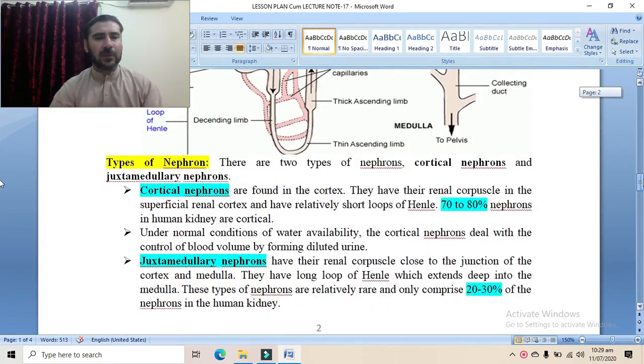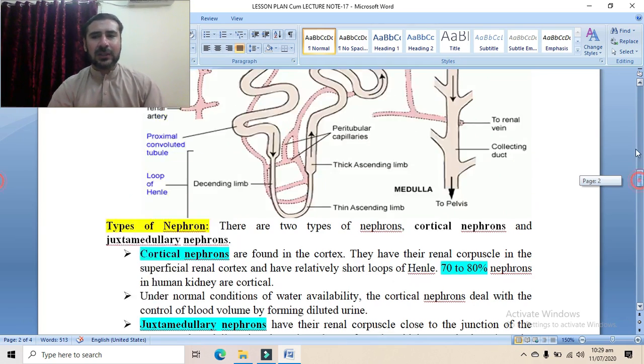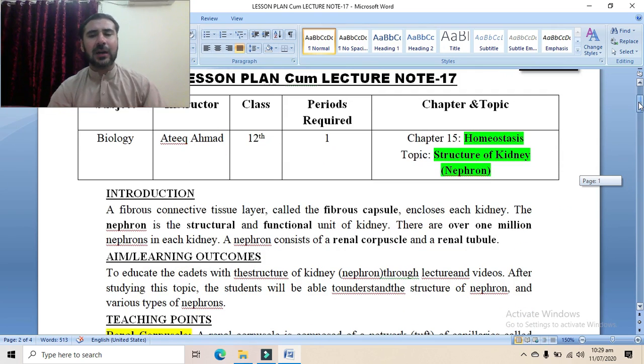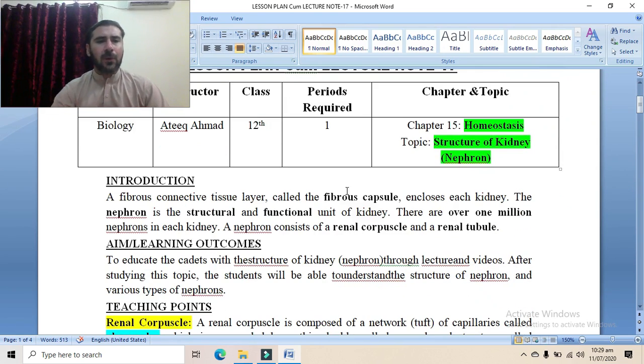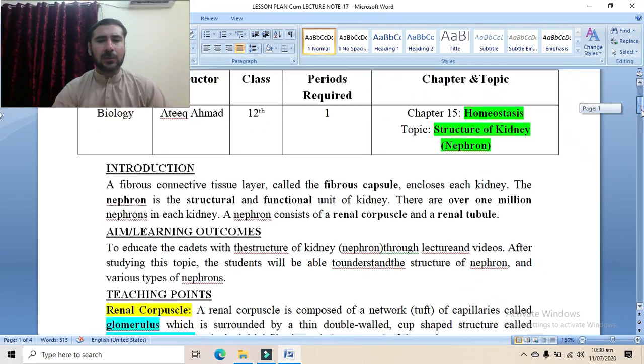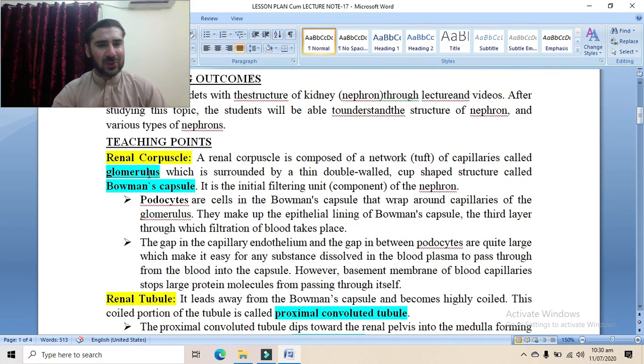We will start from here, the types of nephrons, but we will have a quick overview of the previous lecture to connect the previous knowledge with the current one. So during the previous lecture we have studied the structure of nephron. Nephron basically consists of two broad parts, the renal corpuscle and the renal tubule. The renal corpuscle again consists of two parts, the glomerulus and the Bowman capsule. Glomerulus is a tuft of capillaries which is surrounded by a cup-shaped structure known as Bowman capsule.